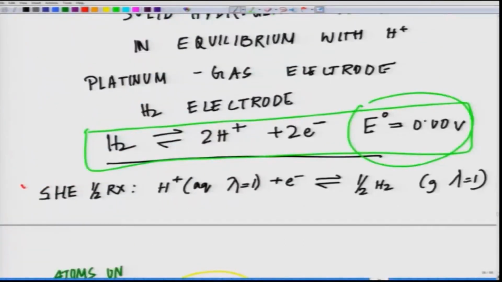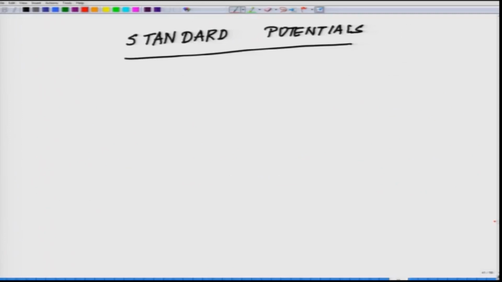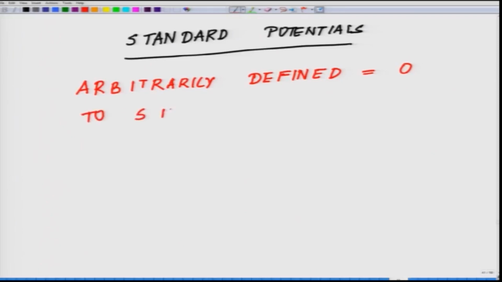This is essentially the standard hydrogen electrode half reaction, and to it we assign a potential of 0, as we have discussed. This is not totally arbitrarily defined. So, an arbitrarily defined potential of 0 is given to the standard hydrogen electrode at 25 degrees centigrade. Keep this in mind.